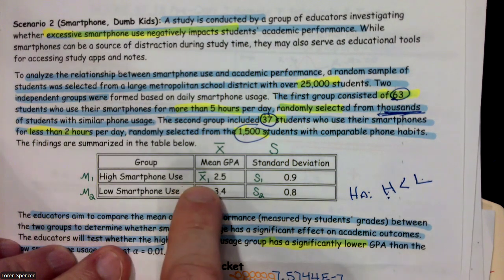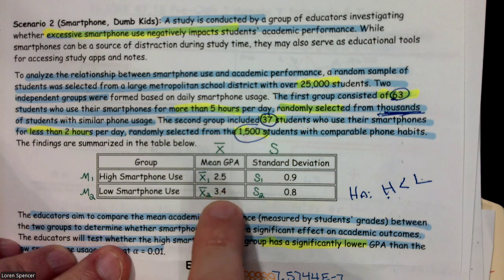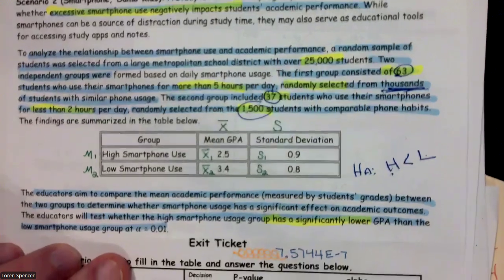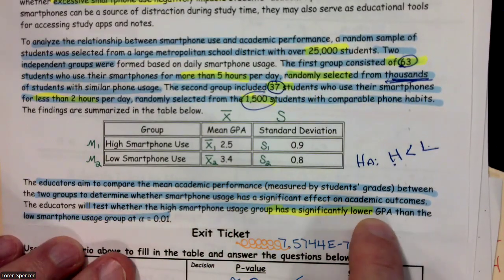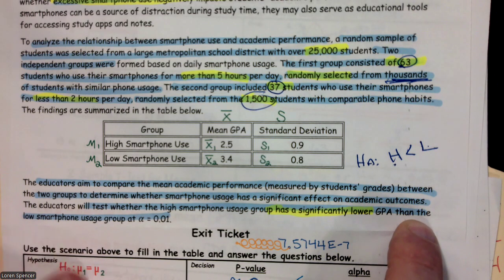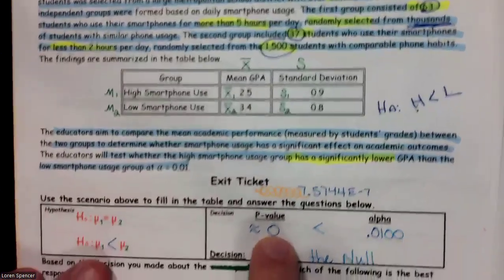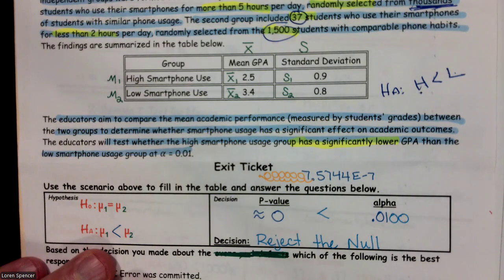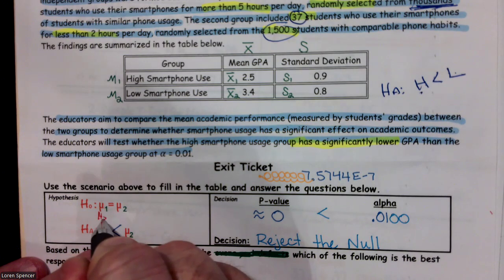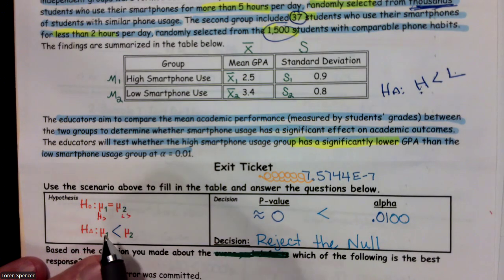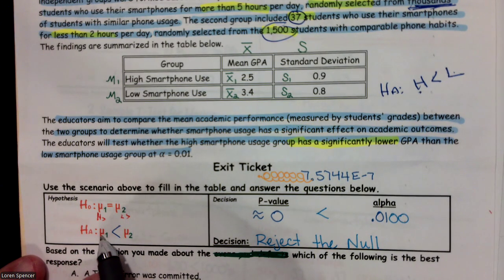So we have one group with high smartphone usage, and they have a GPA of 2.5, and low smartphone usage of 3.4. What they want us to do is test whether the high smartphone usage group has a significantly lower GPA than the low smartphone usage. So our null was mu1 equals mu2. This is the high smartphone usage, this is the low smartphone usage, and whether or not the high smartphone usage had a lower GPA than the low smartphone usage.